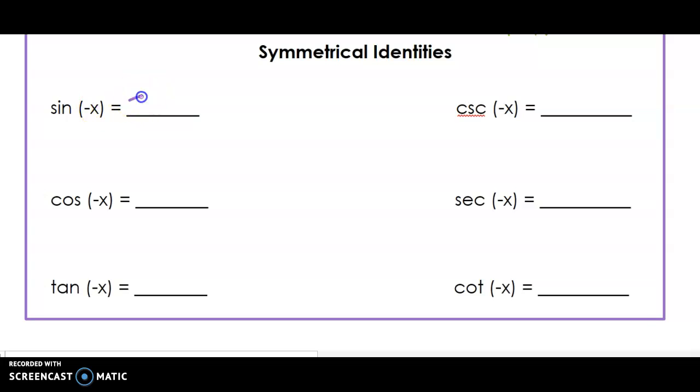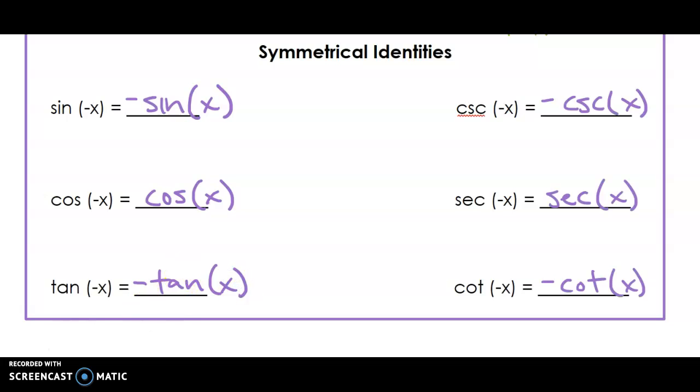So sine of negative x is negative sine of x. And that gives us a way to get that negative outside of our argument. Cosine's an even function, and so cosine of negative x is simply going to equal cosine of x. Tangent's odd, so it'll be negative tangent of x.